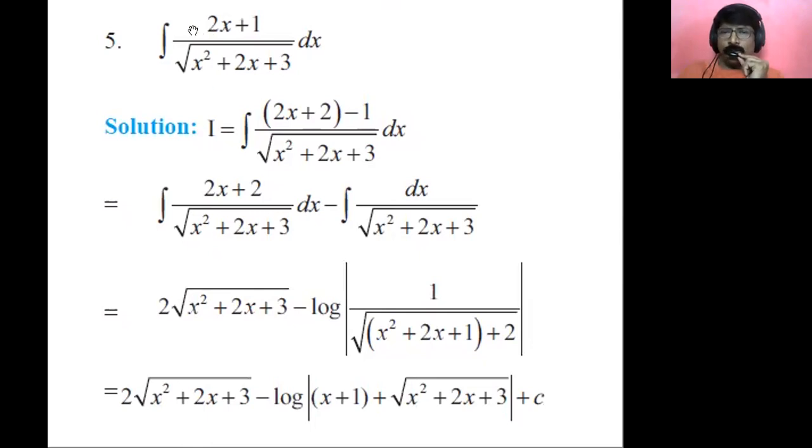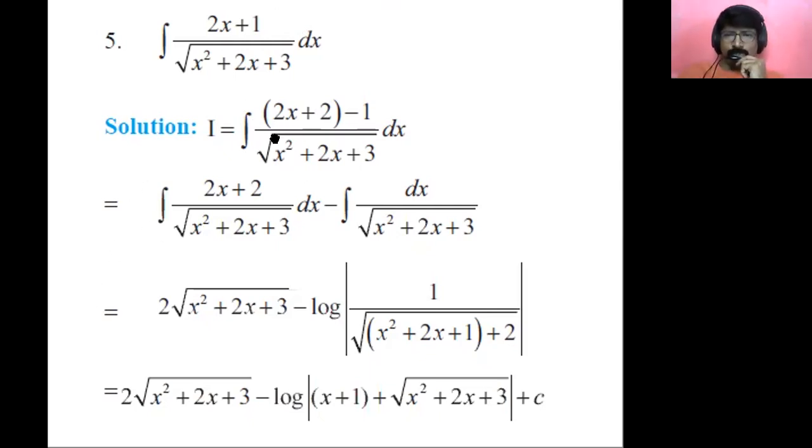I is equal to integration of 2x plus 1. But now if we take the derivative of the denominator, it will become 2x plus 2. We need 2x plus 2, isn't it? But we have 2x plus 1 in the numerator. So what I can do is add 1 over here, so it will become 2x plus 2. And since I have added 1, I'll have to subtract 1. Did you understand? And then we can separate the numerator.